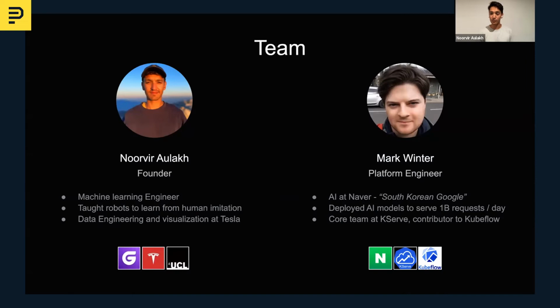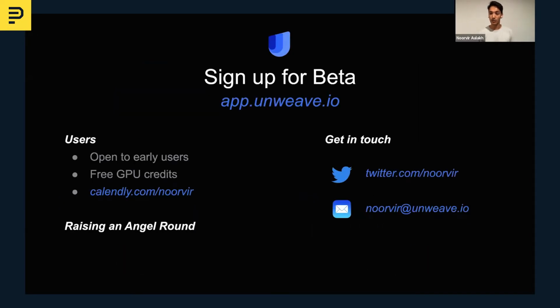We're a team of two. I did machine learning for the last 4 years, and before that, worked in data engineering at Tesla. Mark worked in core Kubernetes tools for ML infrastructure, and before joining Unweave, he deployed AI models that served over 1 billion requests a day. We're in early beta, and we're actively onboarding users. And if you're an investor, we're also raising an angel round.